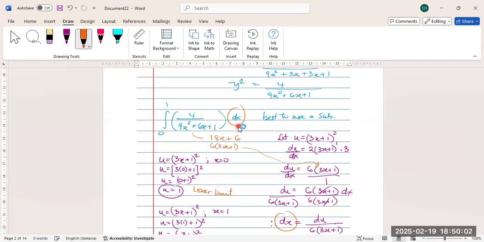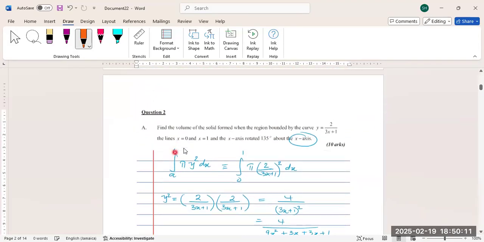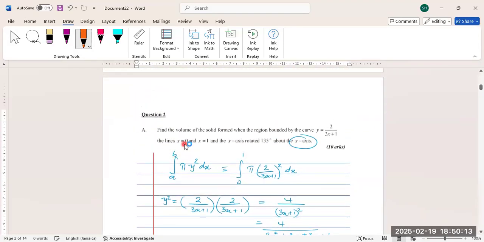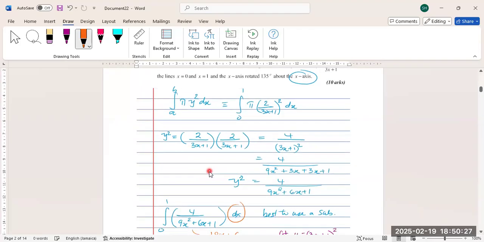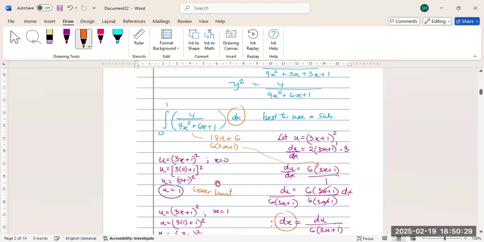Remember now, my upper limit and my lower limit, these values are x values. See here, x equals 0, x equals 1. We can't do the integration with respect to u and have limits in x. We can't have that. So I have to make that substitution. Is there any other substitution that I must make now?